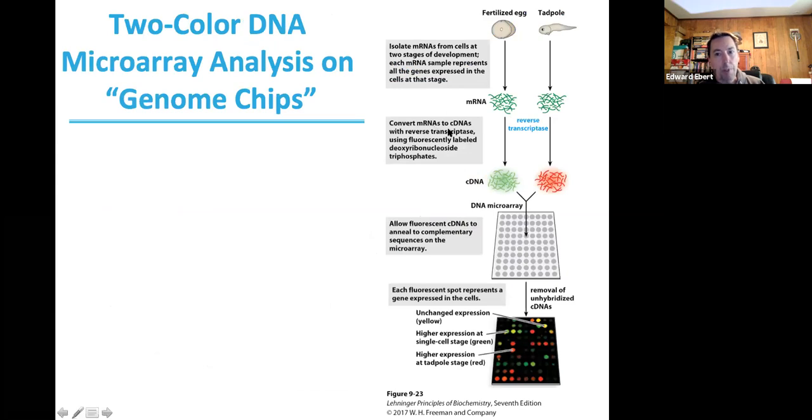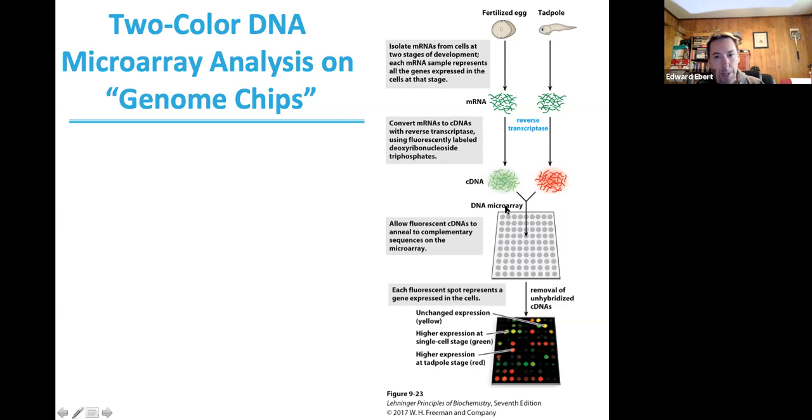So one way that we can do this, okay, is we can take, in this case, we're looking at maybe a developmental assay in here, okay? So we may take a fertilized egg, right, and tadpole, isolate mRNA from both of those, convert that to cDNAs, okay? And then we take our 2 different cDNAs and we pass them over the microarray here. This one might be labeled with GFP and this one might be labeled with RFP. And we can see where they bind will tell us what genes are being expressed, okay? Because we have complementary sequences here, right? So we'll separate these, or denature these and allow them to bind, and where they bind.